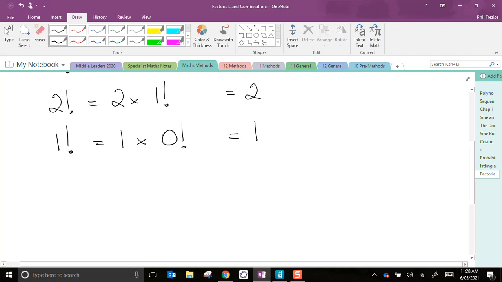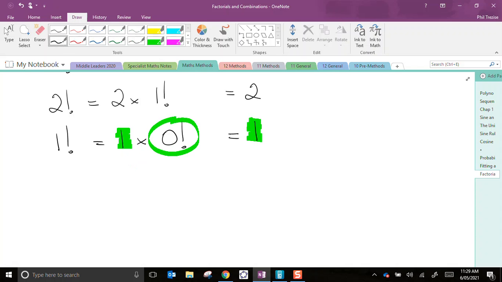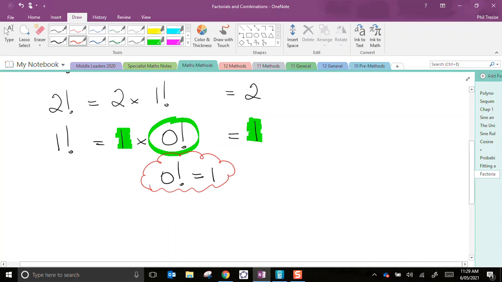That's interesting. 1 multiplied by something equals 1. What's the only possible answer then that would make this true? 1 multiplied by 1 equals 1. 0 factorial equals 1. It's the only possibility for making this thing true. Or you can just divide through by the 1s, couldn't I? The green 1 divided by the green 1 is 1. 0 factorial equals 1. That's amazing.